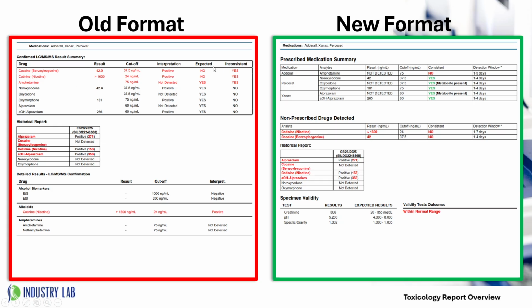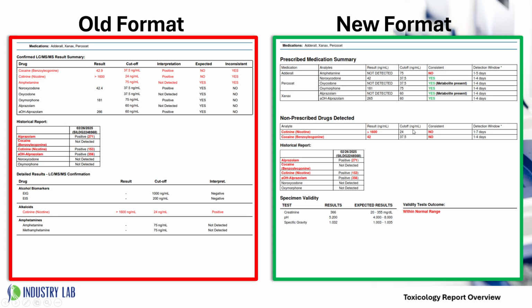Now, our complex interpretation logic is the same, and it's doing a lot of math behind the scenes to present to you, but we've simplified the way that we present it. On the new report, we now simply have a consistent field, yes or no. We'll also color these inconsistent results red so that they will flag you and draw your attention to make sure they get reviewed.